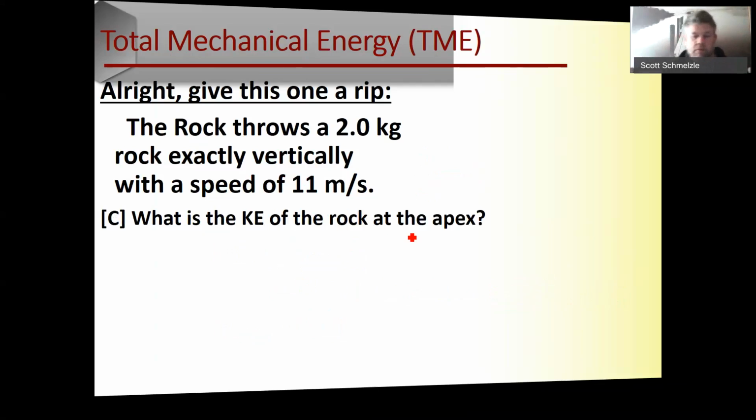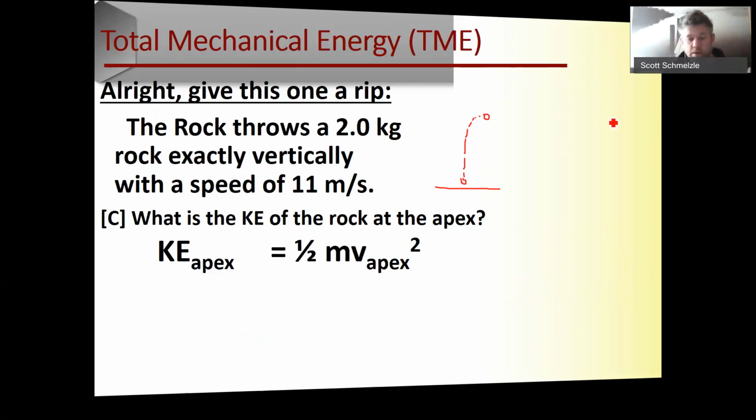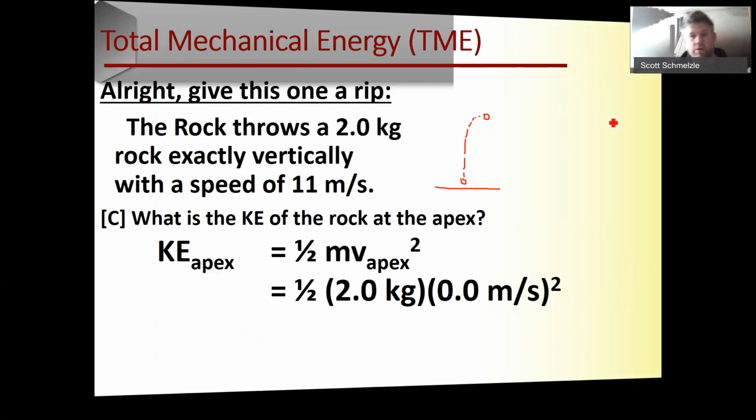What is the kinetic energy of the rock at the apex? So now what we've seen is this rock has gone from here all the way up to here, and now it is sitting right there. So the question becomes this: is it moving at the apex? The answer should be no, it's not. So what we should see is our velocity here is going to be 0. So our kinetic energy is 0 joules at the top.